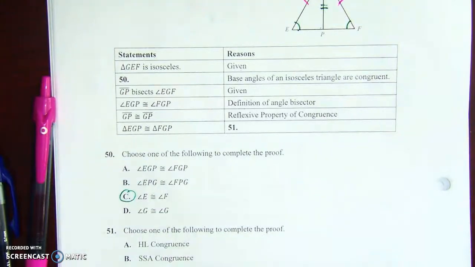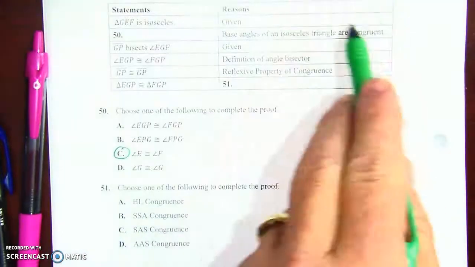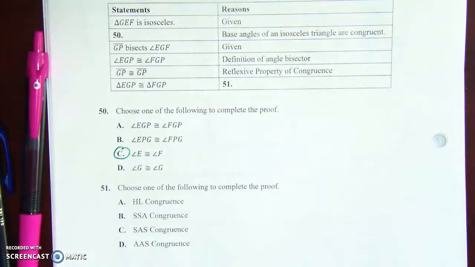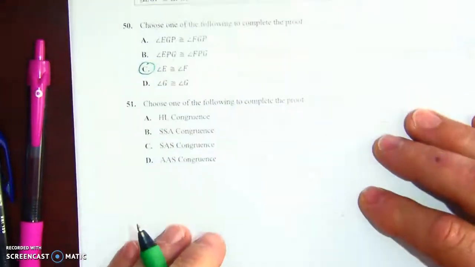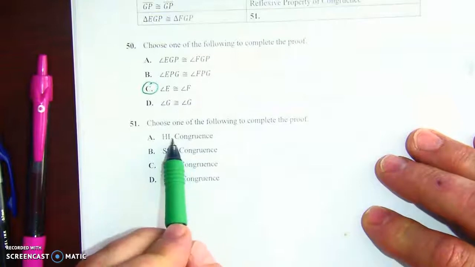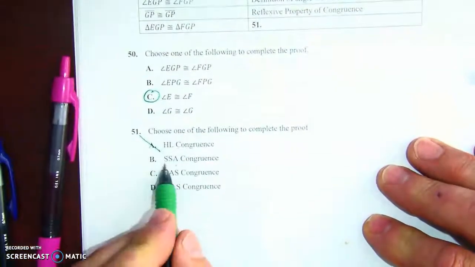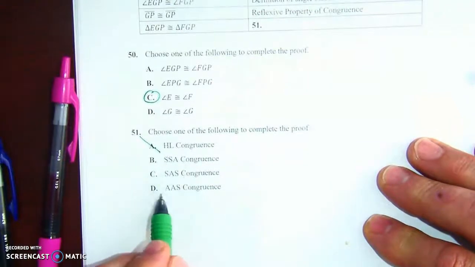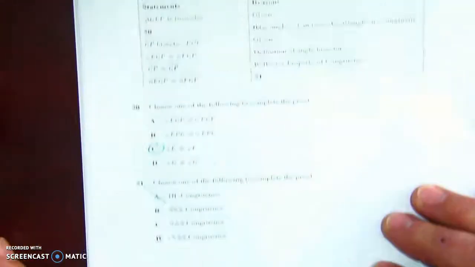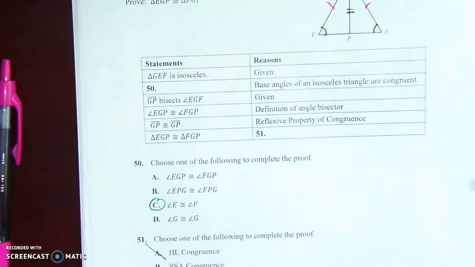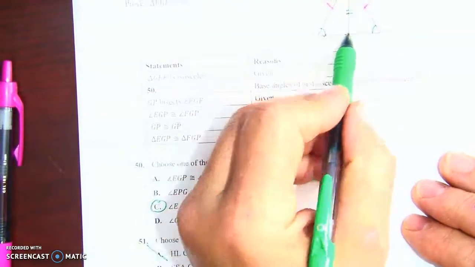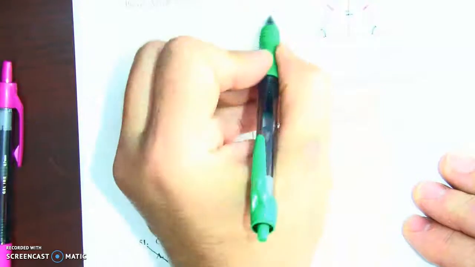Now the last thing we need to choose is based on the information we have in our proof. We're either going to use the HL congruence, but we can't because there are no right angles in there, so we're going to cross that off. So it has to be side angle side, angle side angle, or angle angle side. So let's go back up here and look and see what we have. Looks like we have how many angles marked? 2 angles are marked.